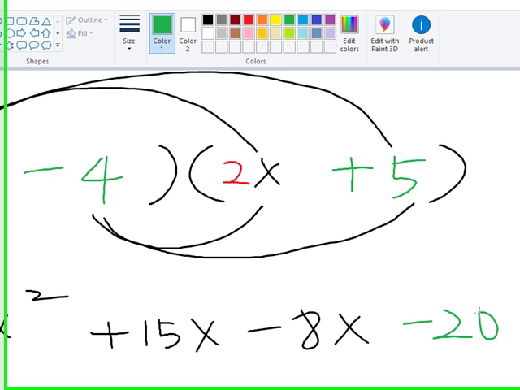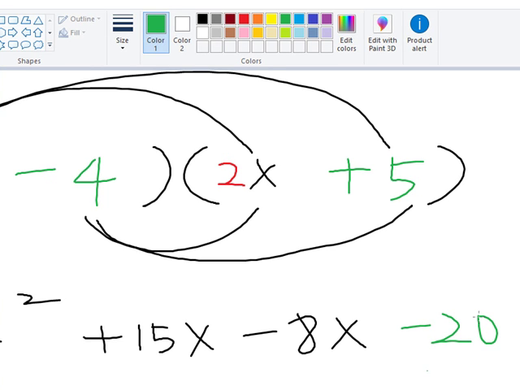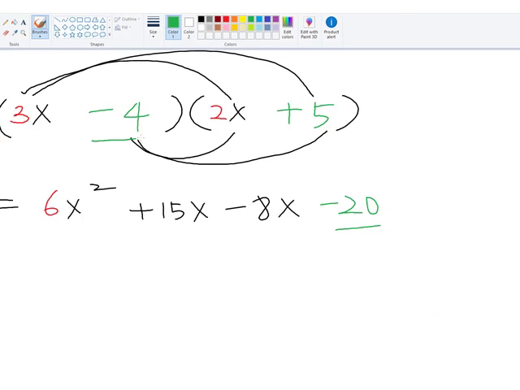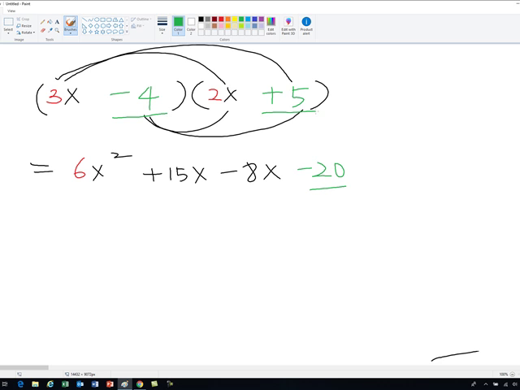Now I want you to look at where negative 20 comes from, and that's a constant term, negative 4 times positive 5. So this 4 and 5 are factors of 20. Now where does this 6 come from, which is 3 times 2. So 3 and 2 are factors of 6. So these two numbers cannot be 5 or other numbers other than factors of 6.